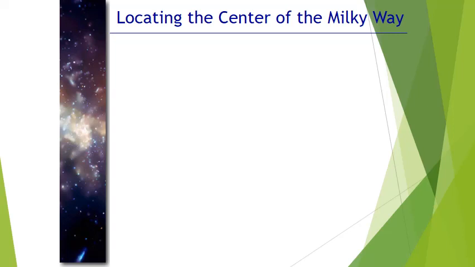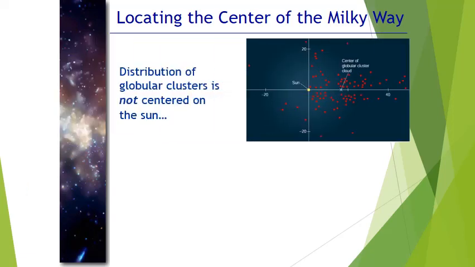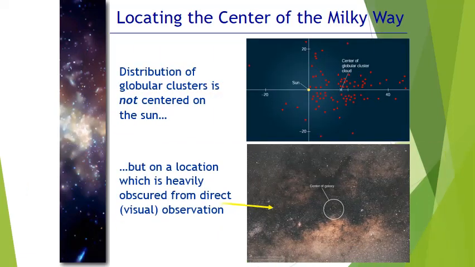Now, I sort of put the cart in front of the horse in the last slide by mentioning the fact that the center of the galaxy is essentially in the constellation Sagittarius. How do we know that? Well, it turns out that Shapley, who did a lot of the research on star clusters, particularly globular clusters, when he started to plot them, realized that the globular clusters are not distributed evenly around the sun. In fact, they're distributed evenly around a different portion of the Milky Way galaxy, and that's how he determined that that location must be the center of the Milky Way galaxy. And it's essentially, like I said, in the constellation Sagittarius.